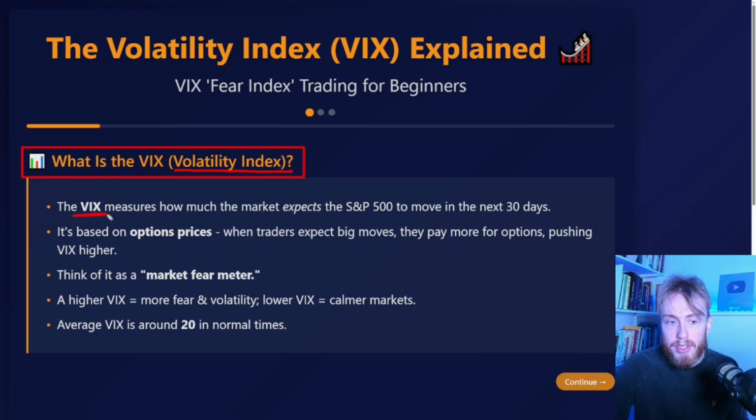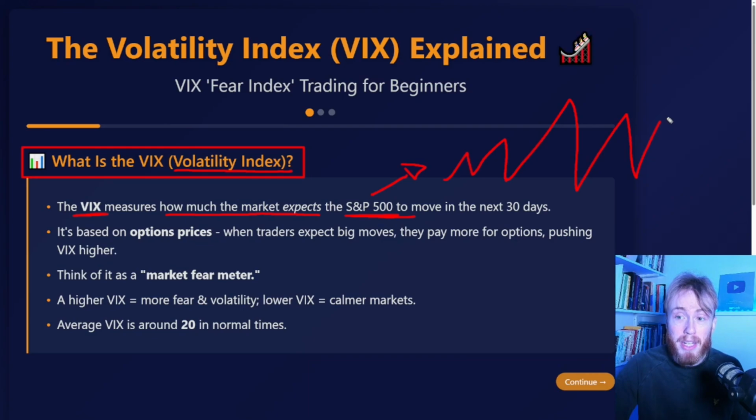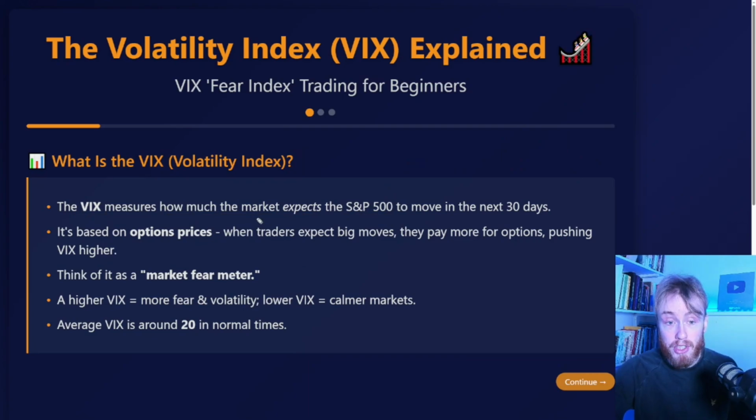Well, in simple terms, the VIX basically measures how much the market expects the S&P 500 to move in the next 30 days. And if you don't know, the S&P 500 is basically the largest stock market index in the whole world. So it's like the 500 biggest and most profitable companies in the US, and the US is the largest market. So the S&P 500 is basically a very good measure of the stock market in general. And the VIX measures how much the market expects this index to move.